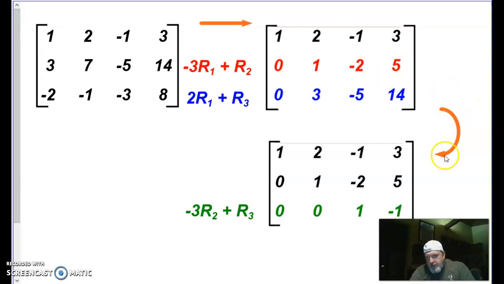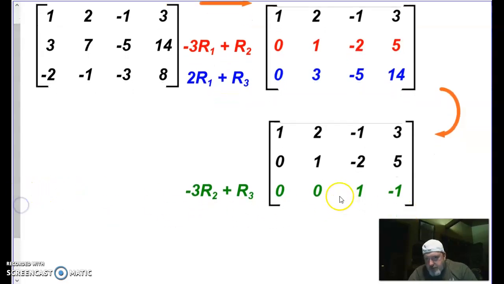So when I jump from here down to here, notice row 1 didn't change. Row 2, we left it as is from this step here. And our new row 3, I multiplied this row by negative 3 and added it here. So negative 3 times 1 is negative 3, plus 3 is 0. Negative 3 times negative 2 is 6. 6 minus 5 is 1. Negative 3 times 5 is negative 15. Plus 14 is negative 1.